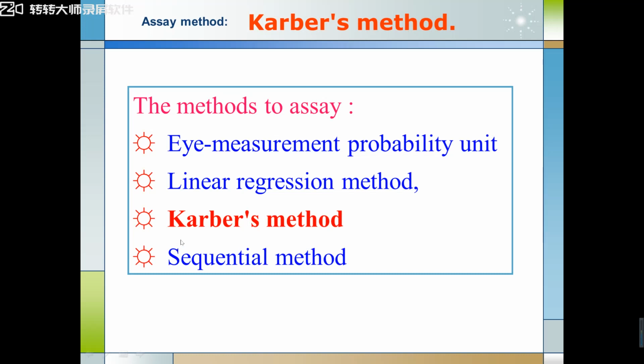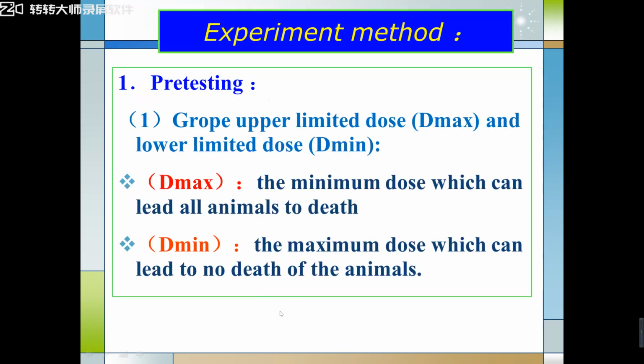Okay, so the details of Karber's method. The first step, let's begin the labs. We use Karber's method to assay the 50% lethal dose. The first step is pre-testing. We should determine the upper limit dose, Dmax, and the lower limit dose, Dmin. What's the meaning of Dmax and Dmin?